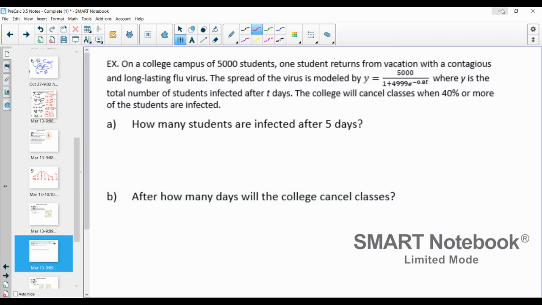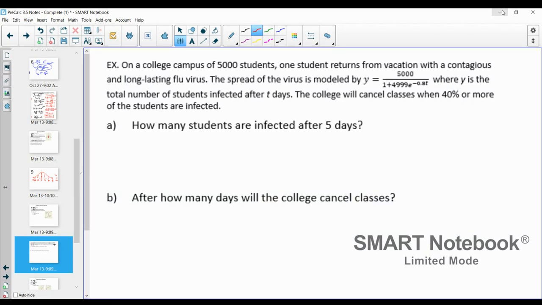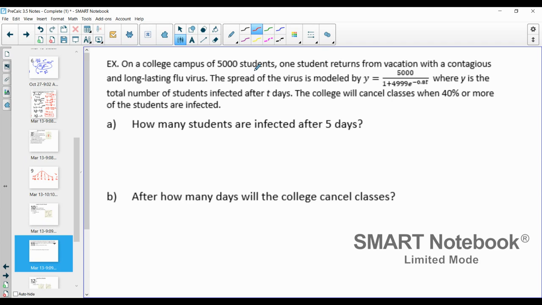Okay. So how many students are going to be infected after 1 day? We've got to read the problem quick. On a college campus of 5,000 students, one student returns from vacation with a contagious and long-lasting flu virus. The spread of the virus is modeled by this function here, where y is the total number of students infected after t days. The college will cancel classes when 40% or more of students are infected. And so we want to see how many students are infected after 5 days.